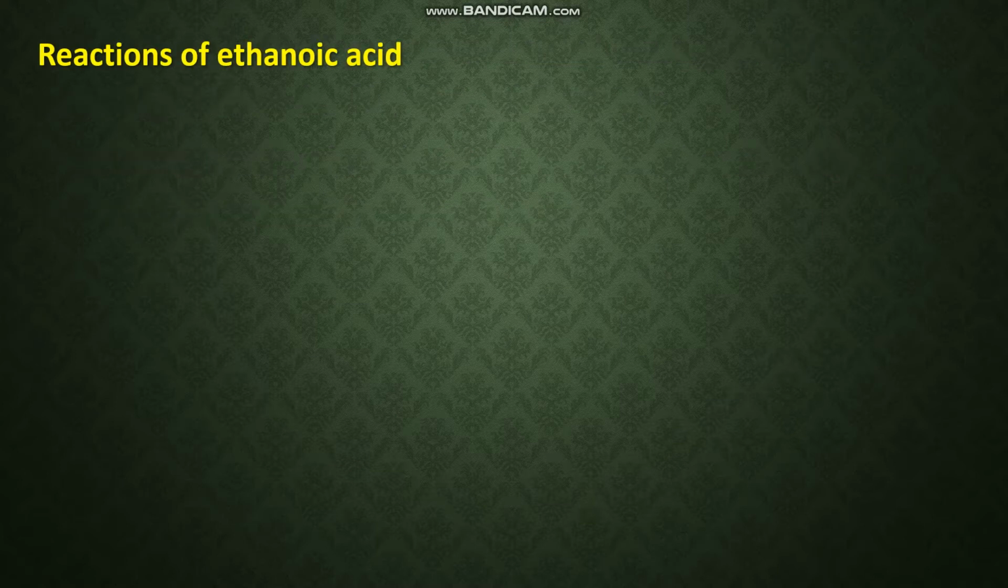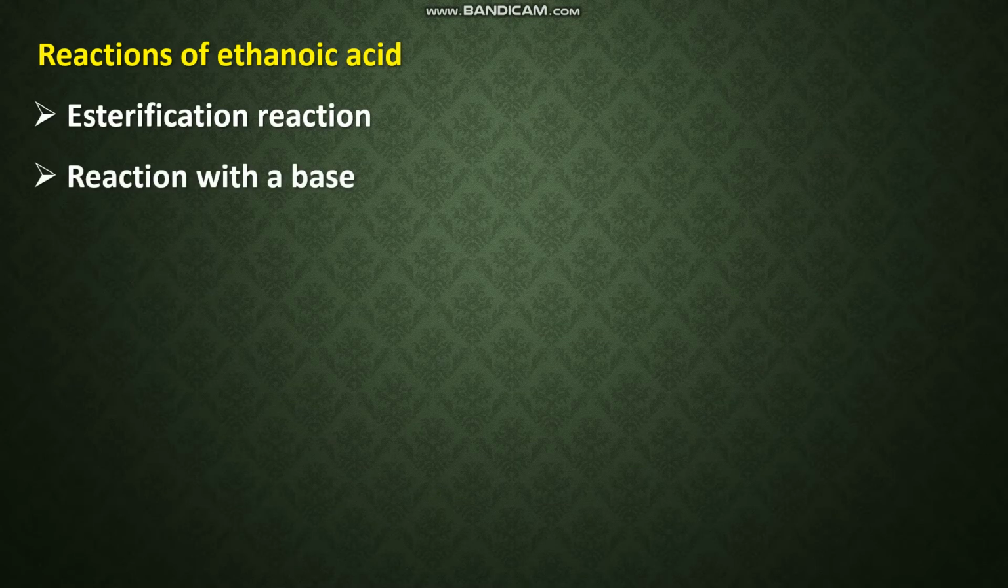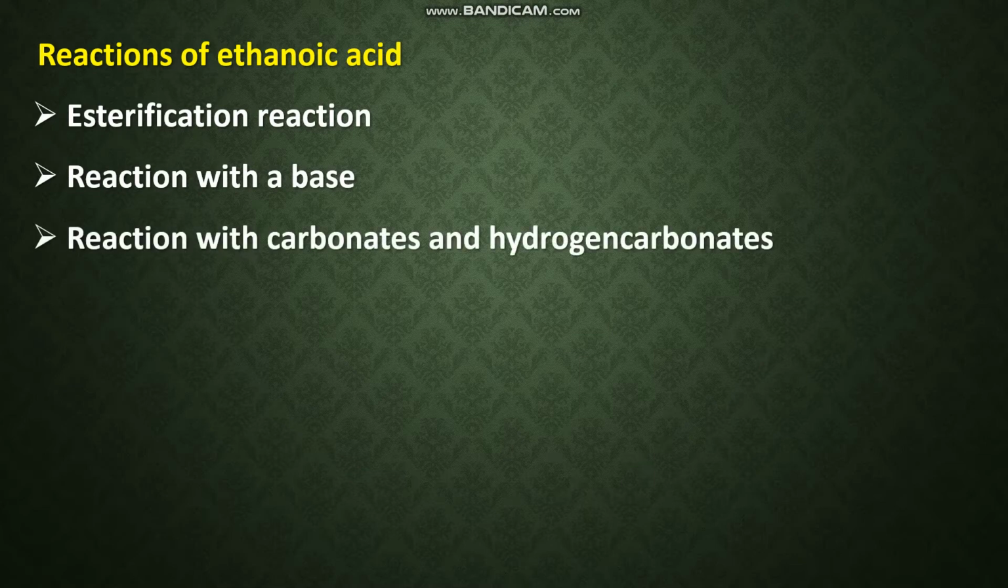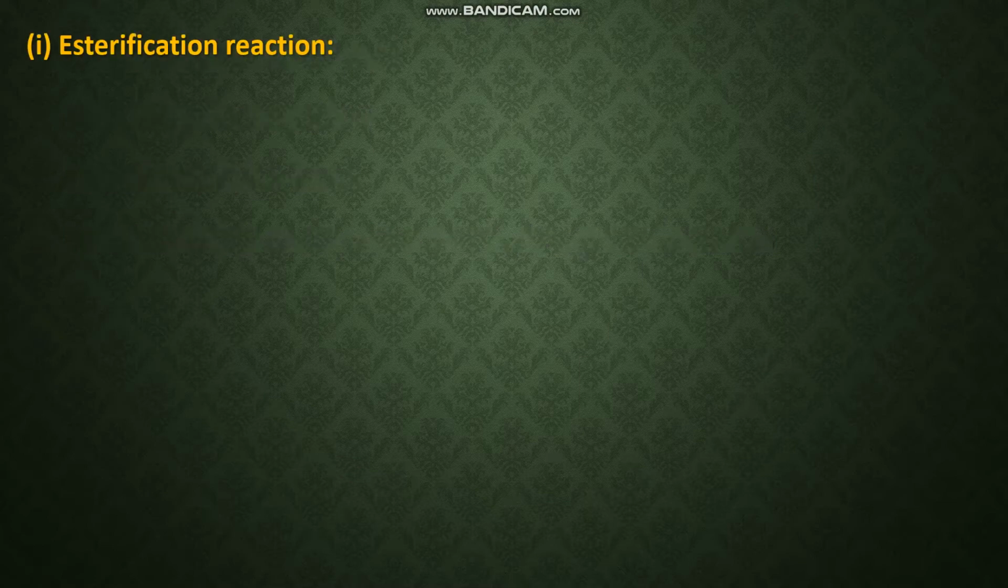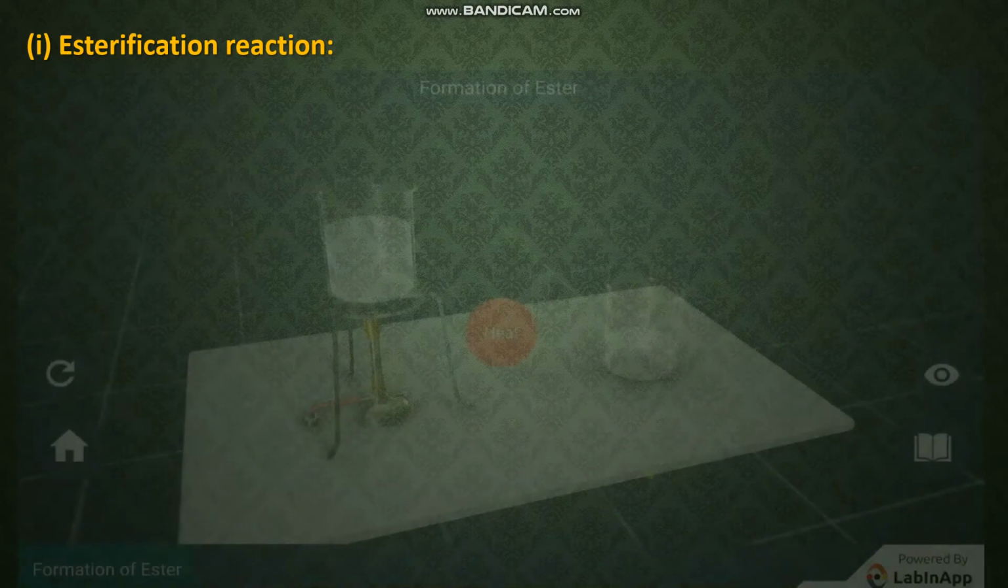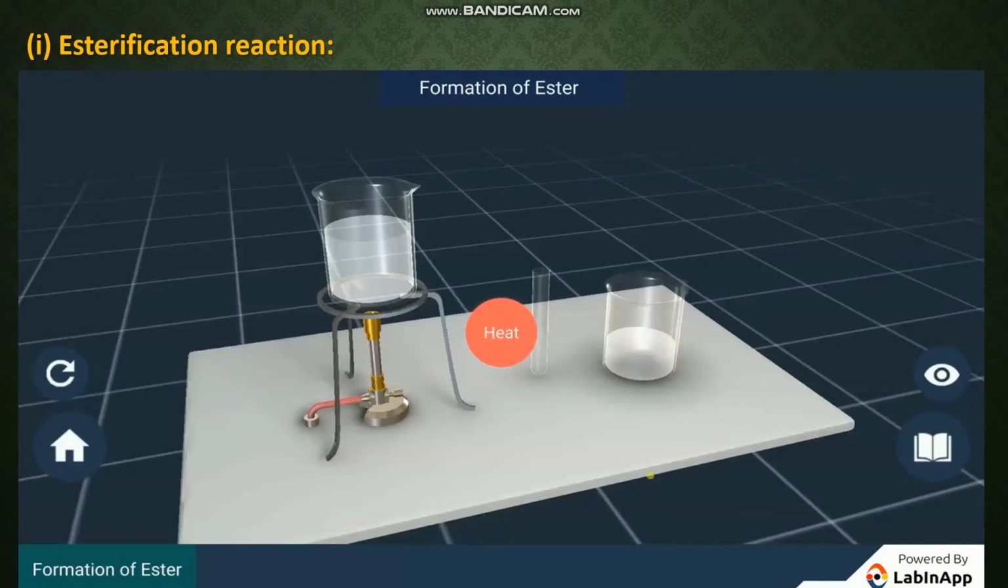Now let us see the reactions of ethanoic acid. In this lesson, we are going to learn three important reactions of ethanoic acid. One is the esterification reaction, another is the reaction with a base, and one more is the reaction with carbonates and hydrogen carbonates. Let us see the first reaction, esterification. This video shows how the esterification is done.